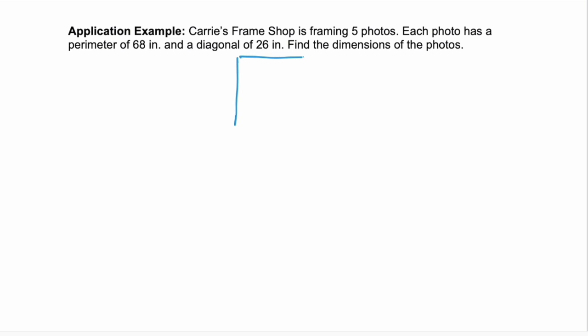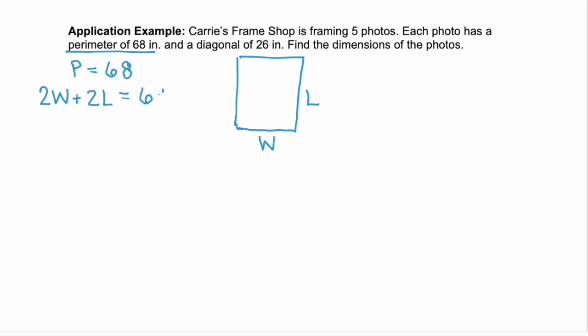Okay, so we have a photo. And we know that a photo is going to have a width and a length. The first thing we're told is that the perimeter equals 68 inches. Well, perimeter is also found with the formula 2W plus 2L would equal 68. Notice that everything's divisible by 2. So if we divide everything by 2, we get our first equation of W plus L equals 34.